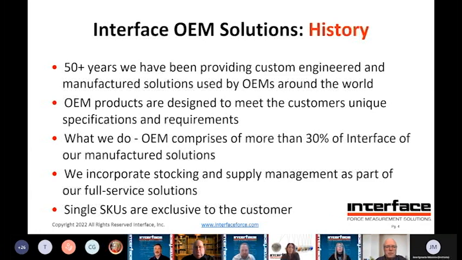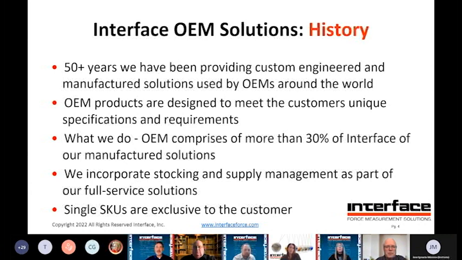Our products are designed to meet the customer's unique specifications and requirements. So it's not just standard load cells. It's definitely custom load cells, combining different types of sensors together. Ultimately, we are basically solving the customer's problem, and we've got many ways to get creative to do that. We do incorporate stocking and supply management as part of our full service solutions. Obviously, partnering is a big part of what we're going to be talking about today. The more information we have in the early stages of this, it equates to success for not only us, but also for you, the customers.